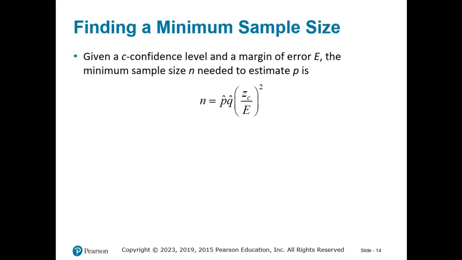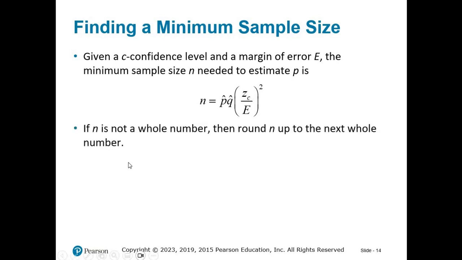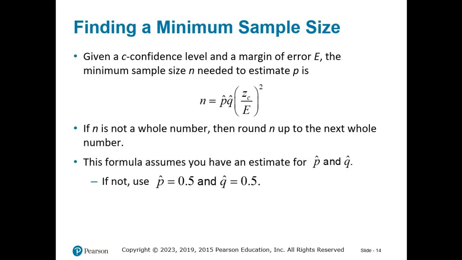Okay, another couple of points about this. If you arrive at a decimal result, you're going to need to round N up to the next whole number. A lot of your figuring is going to be about objects and people, and those can't be figured in parts, so the convention is to round up. Also, this formula assumes you have an estimate for P hat and Q hat. If you do not have a value for P hat to start with, and remember you can use the complement rule to get Q hat, so you don't necessarily need that to start with. But if you don't have anything for P hat, use P hat equals 0.5 and Q hat equals 0.5.